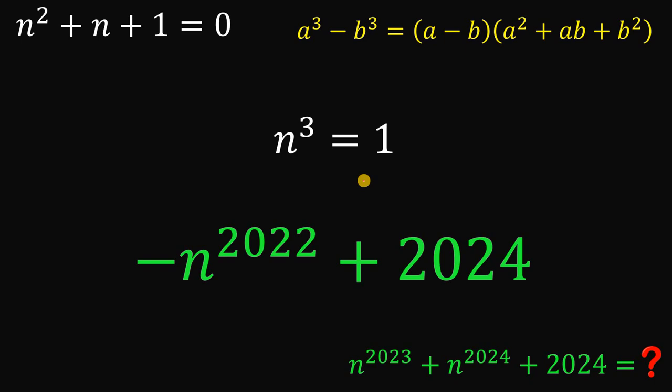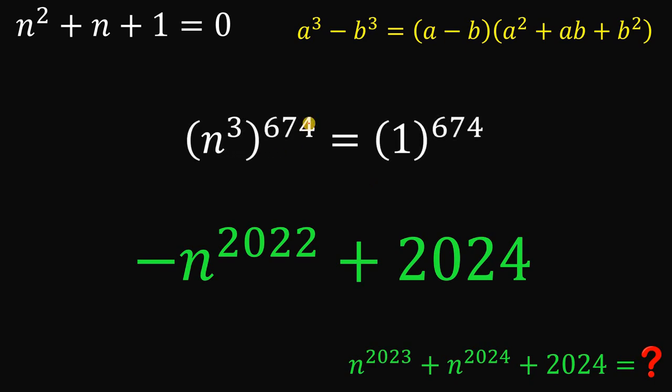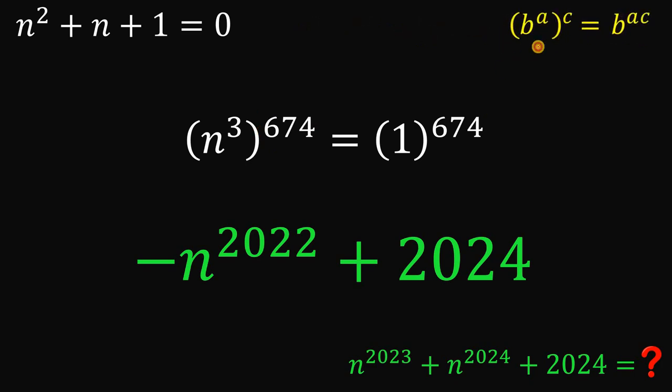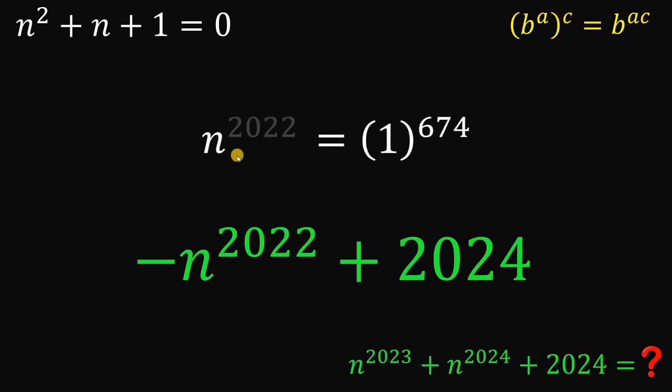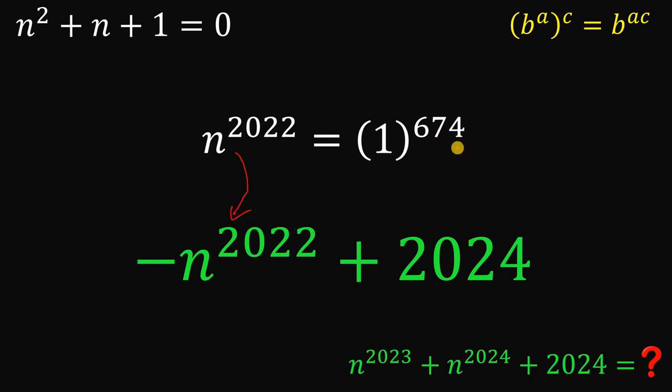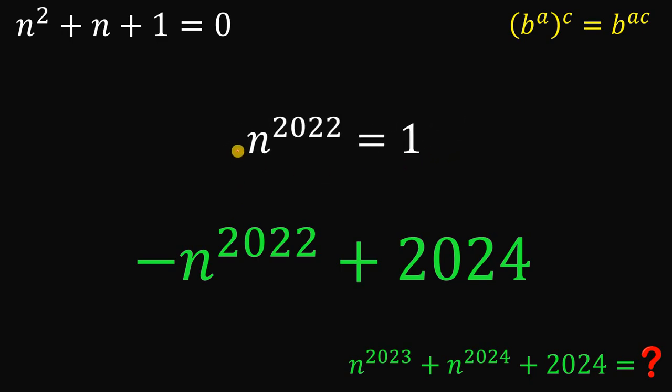Now, let's raise both sides to the power of 674. Now, your question, why 674? So, we will see later on. Before that, we will use this law of exponent. If we have b raised to the power of a raised to the power of c, this can be written as b raised to the power of a times c. So, n raised to 3 raised to the power of 674. If we multiply this 3 and 674, we get 2022. This is what we want to find. And 1 raised to 674 is simply equal to 1. And now we know n raised to 2022 must be equal to 1.